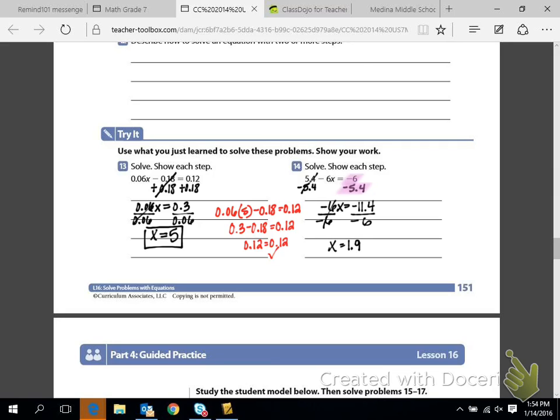Again, if we're correct, then when we replace our variable in the original problem with our answer, we should come up with an equivalent expression. So we would have 5.4 minus 6 times 1.9 should equal -6. And when you have -6 times 1.9, you come up with -11.4. Bring down your 5.4, and it should be equal to -6. And 5.4 minus 11.4 does in fact give us -6. So since -6 is equal to -6, we are correct.